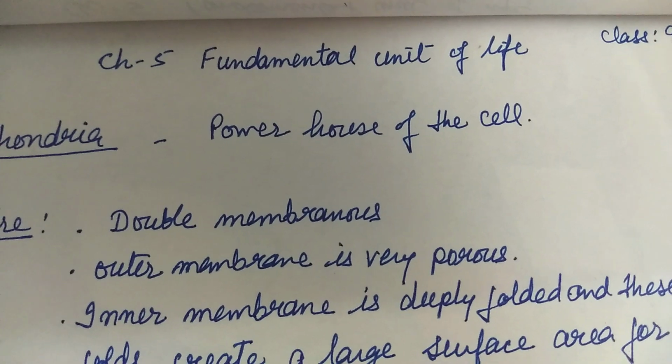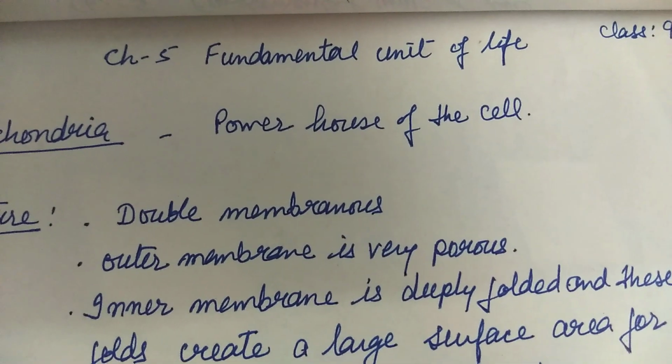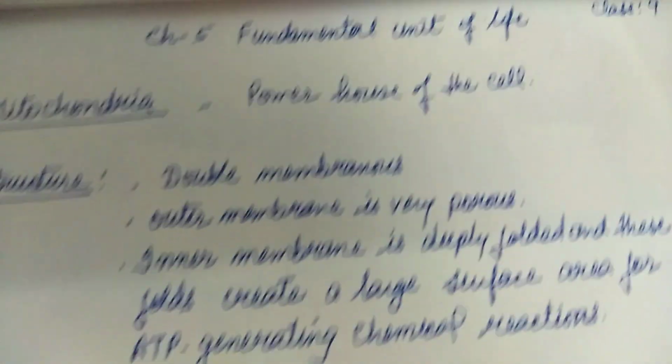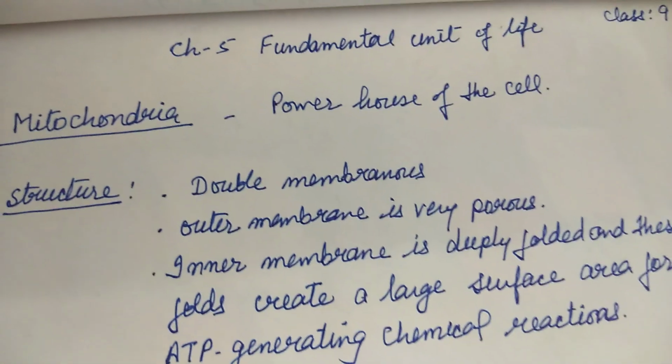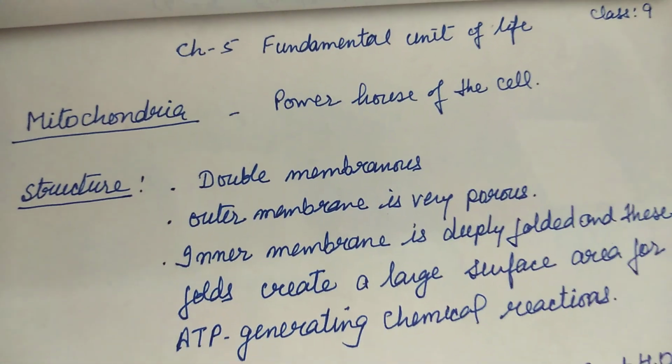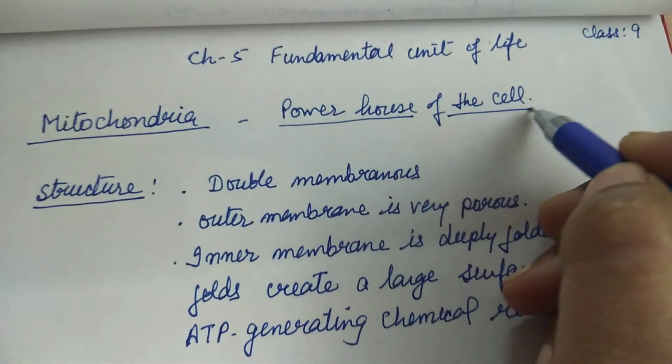Today we will study another topic of Chapter 5, Fundamental Unit of Life, of Class 9, that is mitochondria, right? This mitochondria is a cell organelle. We also call it the powerhouse of the cell. Clear?